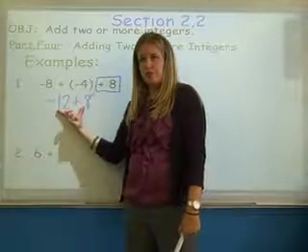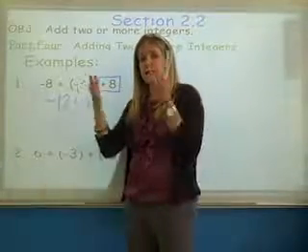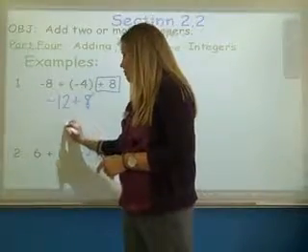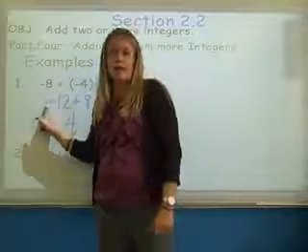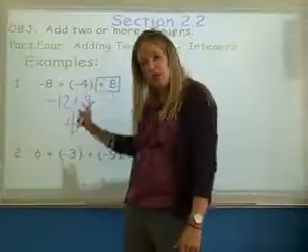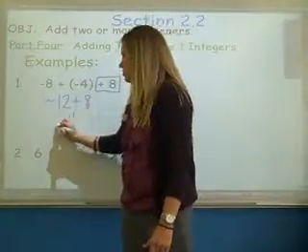Different signs. Different signs means you subtract to cancel out all those additive inverses. 12 minus 8 is 4. And you take the sign of the larger number. 12's absolute value is larger than 8's absolute value. So my answer is -4.